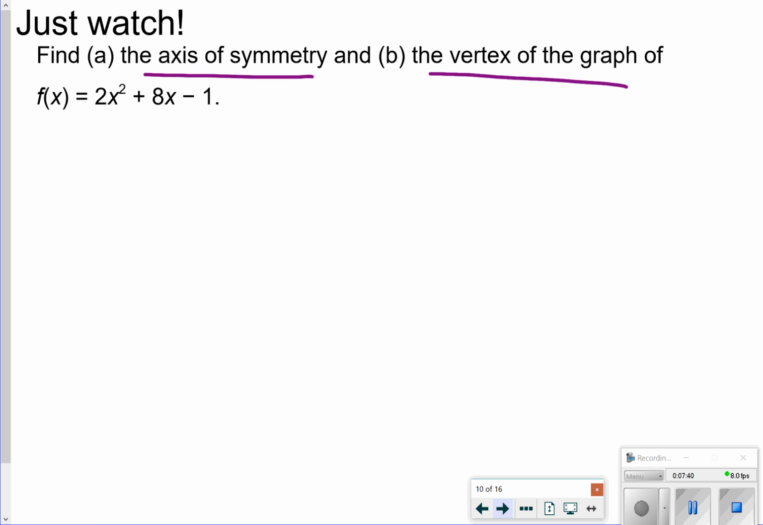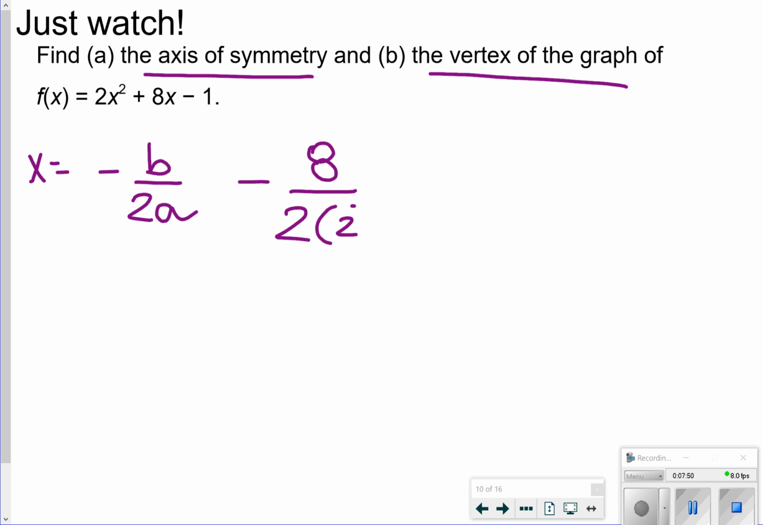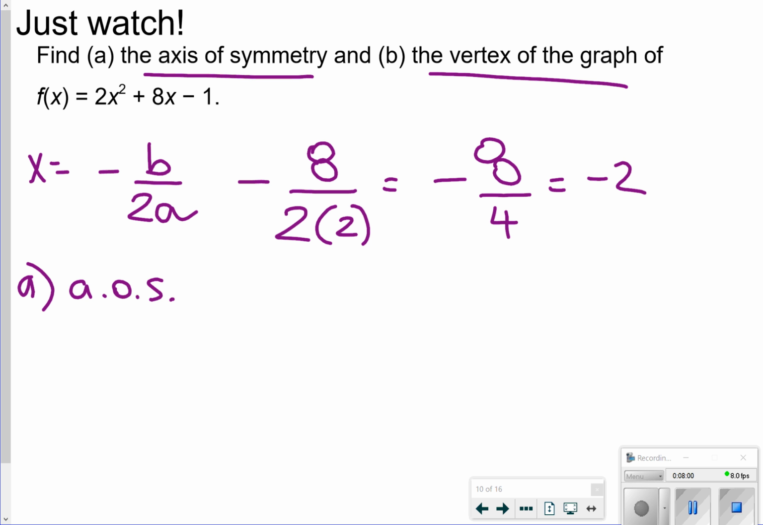So with that in mind, all I'm going to do here is just plug in my values. So I have negative, and then b is 8 over 2 times a, and a is 2. So that means I'm going to have negative 8 over 4, which is equal to negative 2. So part A, my axis of symmetry, is negative 2. So x is equal to negative 2.